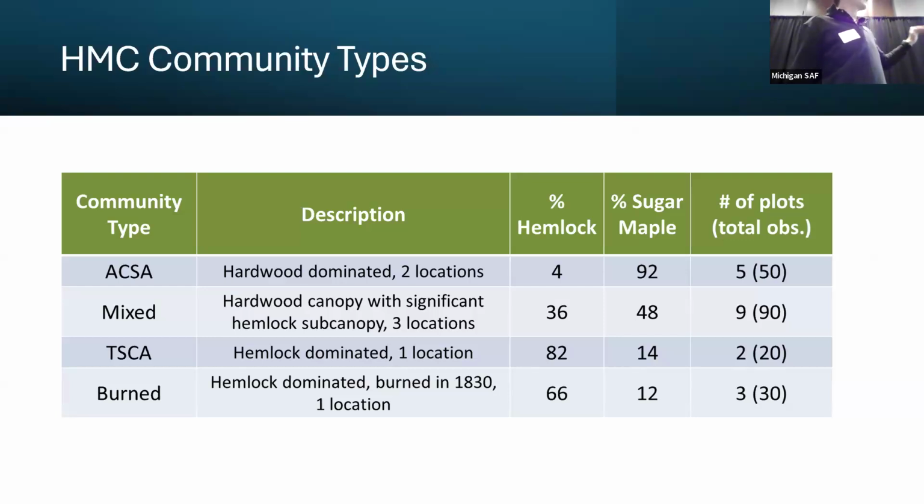This burned condition is also hemlock dominated, but there's evidence of a fire from 1830, and it has a very different stand characteristic from the other hemlock dominated. The plots in the 82% dominant, the true hemlock dominated, have huge diameter trees, really high basal area. It's a super cool area. That burned area, although it's compositionally similar, has a lot smaller average diameter. There's a lot of mortality going on. It's a much younger stand, despite being burned in 1830, which is a long time ago, but not for Eastern hemlock. It still appears as a very young stand.